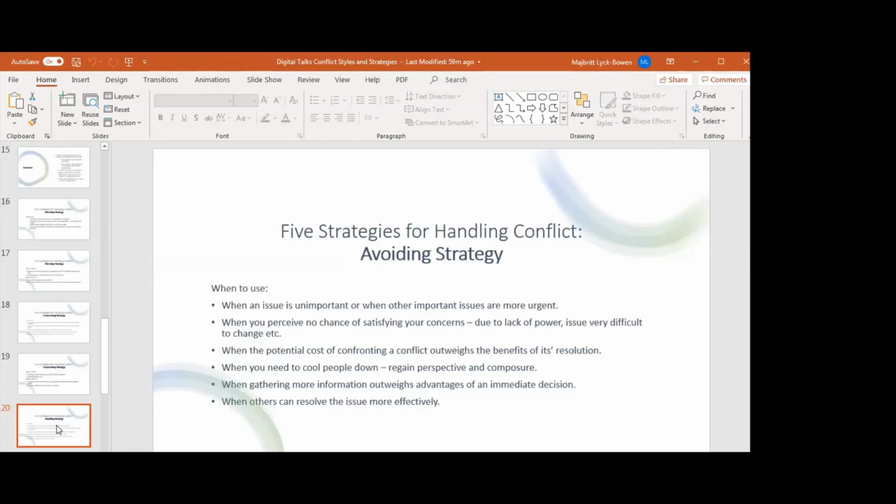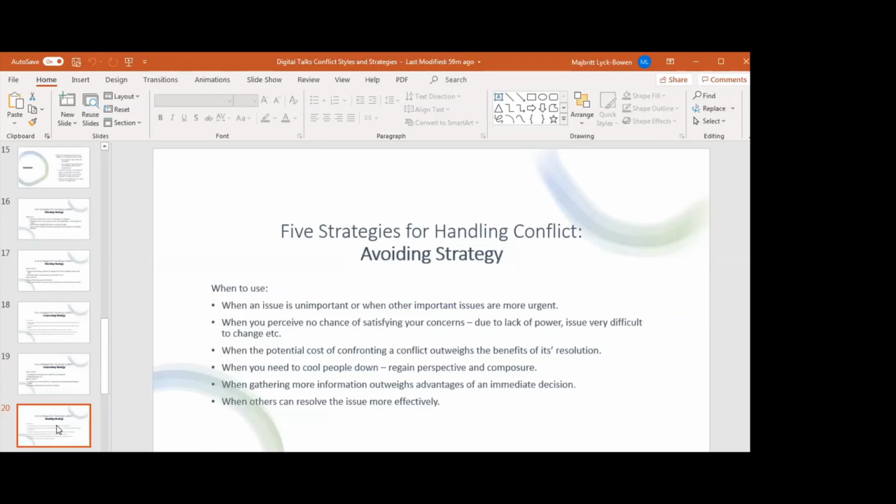It's also a situation you can use if you really feel that there is absolutely no chance of satisfying your concerns. And this can then be because of a lack of power. So it can be a situation where you have no power, and that could be in a work situation, for example, where you have a boss that is quite authoritarian. It could also be if the issue that you could be quite passionate about is very difficult to change. Then perhaps just avoiding it is a good idea as well.